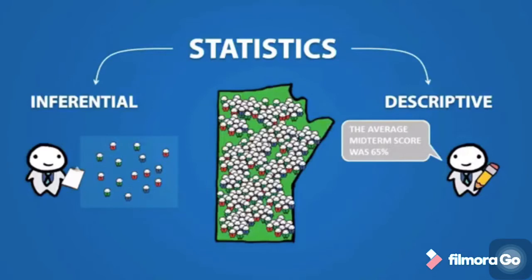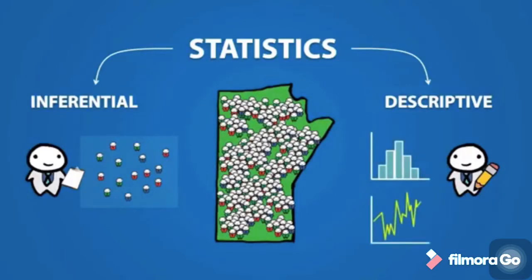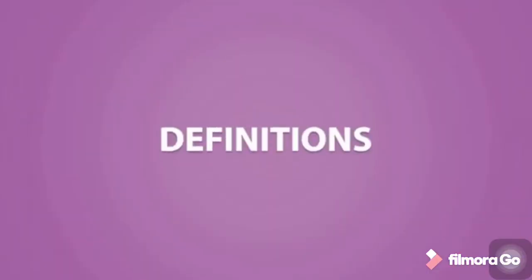We often use things like histograms and graphs to help us summarize and explain descriptive statistics. The first part of the course deals with descriptive statistics, and the second part of the course deals with inferential statistics. In order to understand statistics, you'll first have to know some basic definitions.